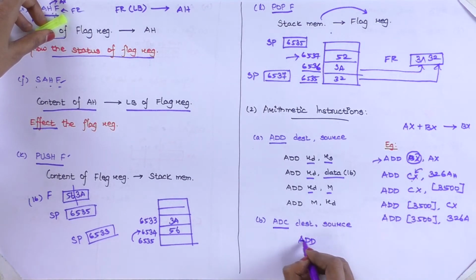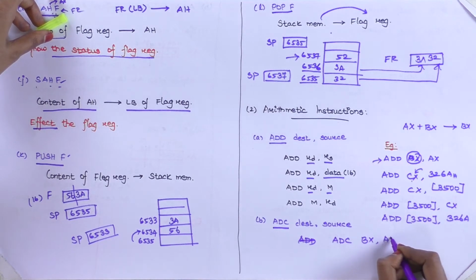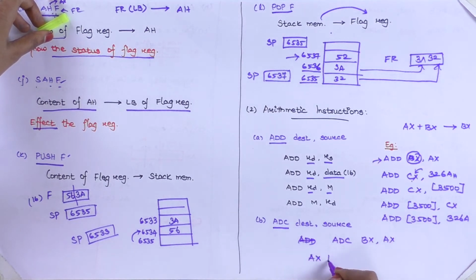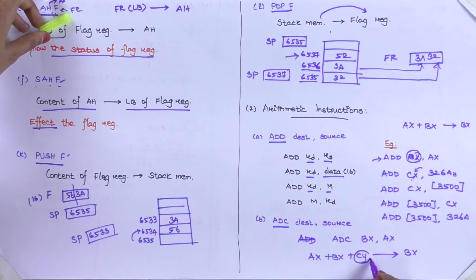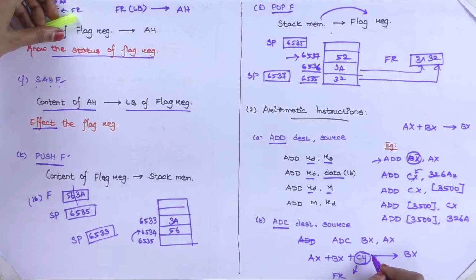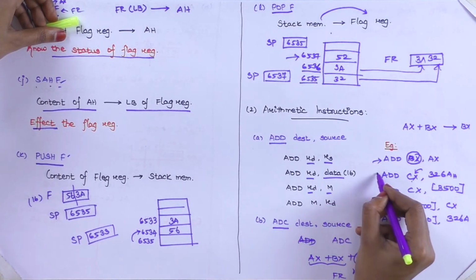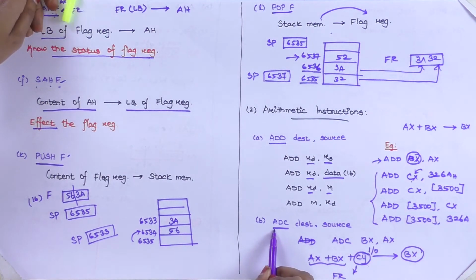I will take this as an example, ADC BX comma AX. What will happen is AX plus BX plus carry, and the value will be stored in the BX register. To know the carry, it will look into the flag register to see whether the carry is set or not. If the carry bit is 1, 1 will be added with this addition, or else 0 will be added and the result will be stored in the destination. So all these kinds of formats are also possible with addition with carry.